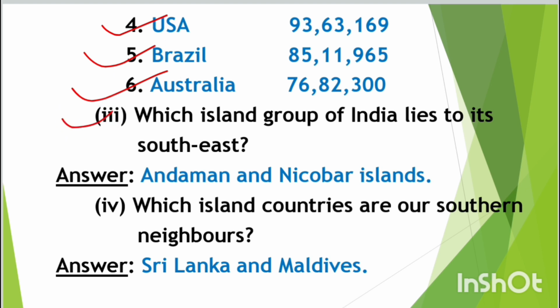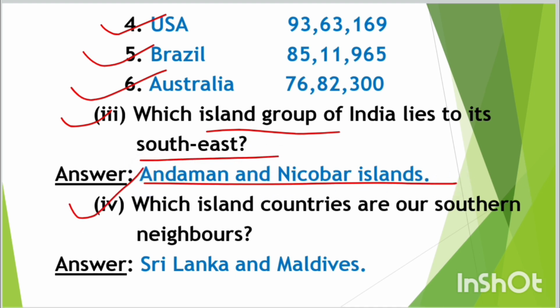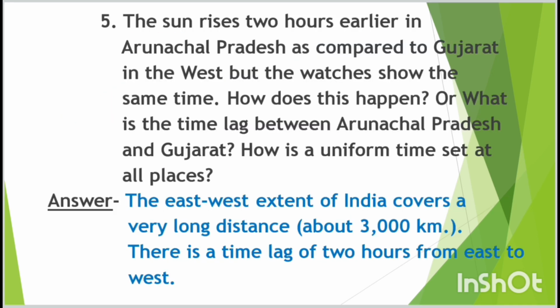Next question, question number 3. Which island group of India lies to its southeast? Answer. Andaman and Nicobar Islands. Fourth one, which island countries are our southern neighbors? Answer. Sri Lanka and Maldives. Next question, question number 5.